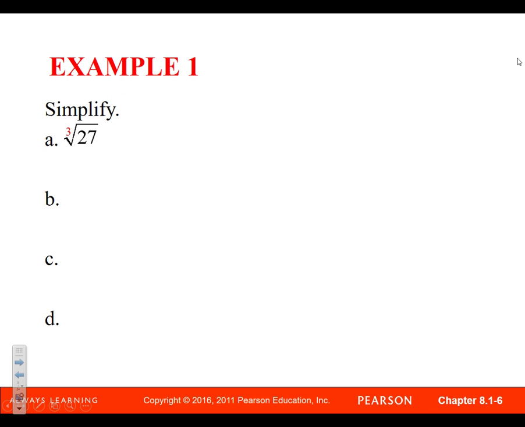So, let's do this. Simplify. Start with the third root of 27. Some number to the third power became 27. What was that number? It was 3, right? So there you go, because 3 to the third power is 27. How about the third root of 216?